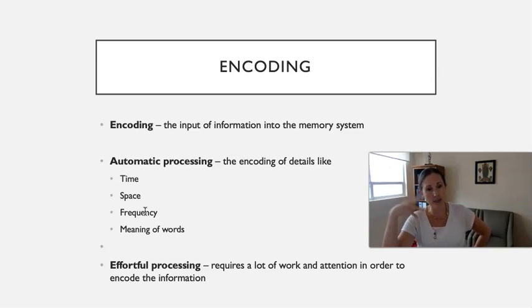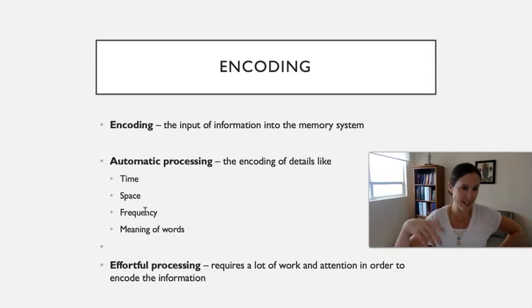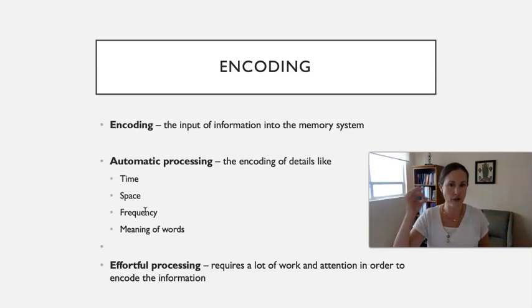So that is automatic processing. Without effort, this stuff goes into your memory. And towards the end of the chapter, we'll talk about another version of automatic processing, which is flashbulb memories. But for this point, that's all you need to know. Effortful processing requires a lot of work and attention. This is the stuff you are trying to put into your memory. This is you studying for a test. You are trying to remember this thing.